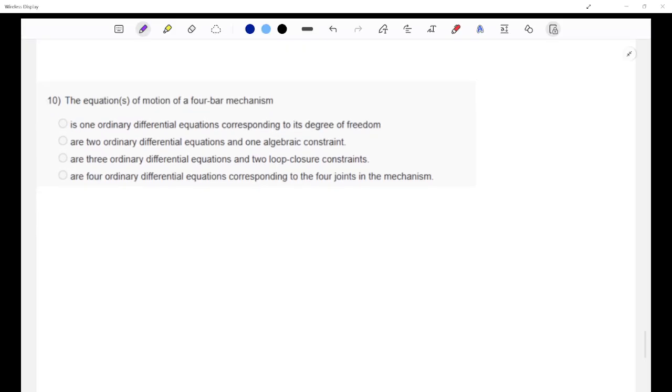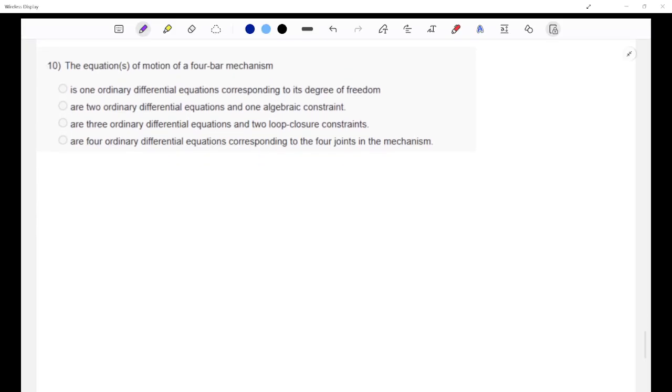The question is, the equations of motion of 4-bar mechanism is one ordinary differential equation corresponding to its degree of freedom. Although the mechanism has 1 degree of freedom, we typically derive equations for all the moving links before applying constraints. Thus, the formulation initially produces 3 ODEs. So this is wrong. The second option is, there are 2 ordinary differential equations and one algebraic constraint. This is also incorrect because we have 3 differential equations and 2 constraint equations.